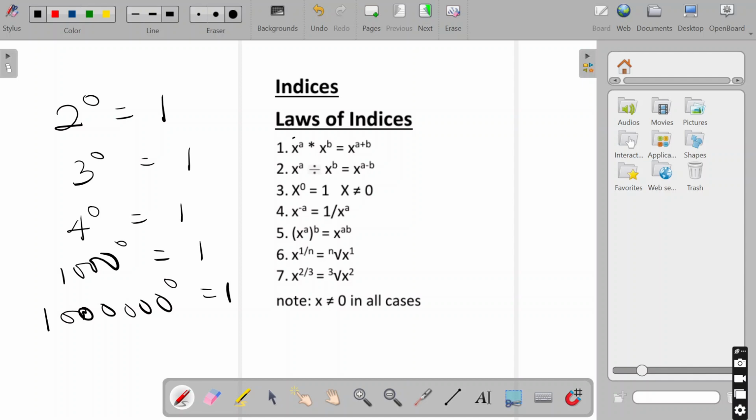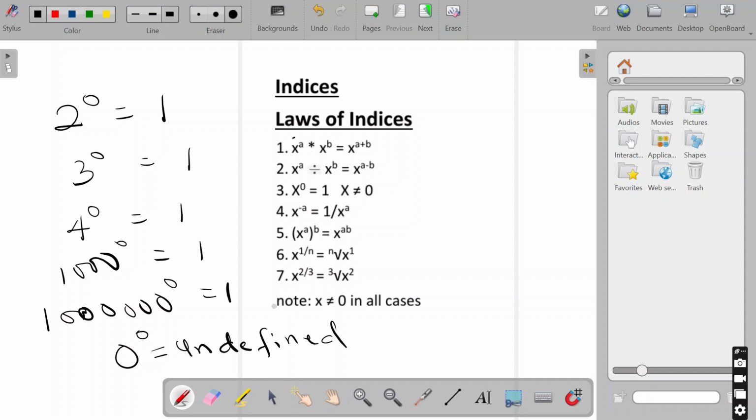Any number, no matter what it is, raised to the power 0 is 1, except 0. The number must not be equal to 0. 0 raised to the power 0 is undefined. So you just have to memorize these laws to guide you.